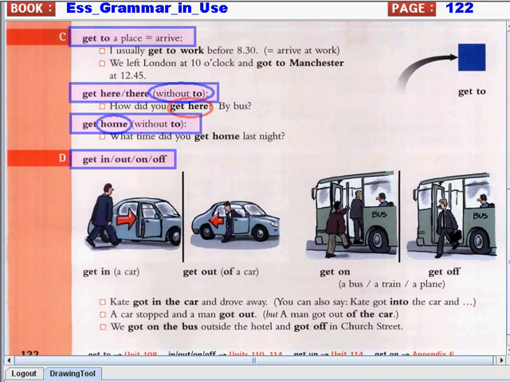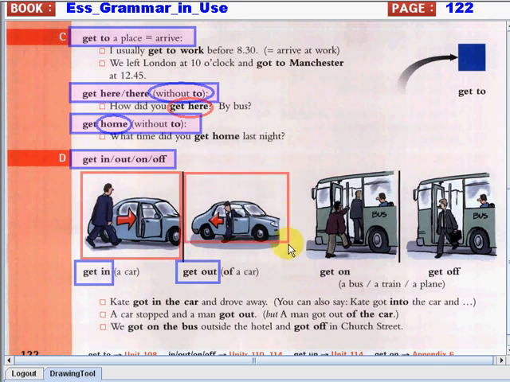If you are talking about a car, you will use the words get in a car or get out of a car. Again, if you're talking about a car, the only thing that you have to remember is you will use the words get in or get out.